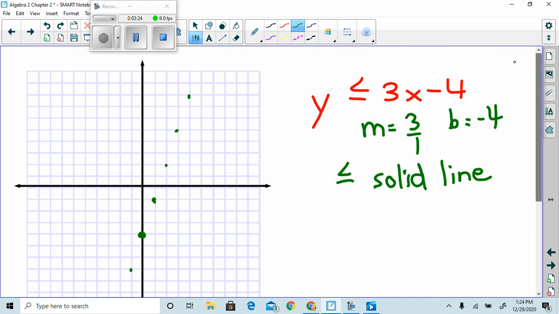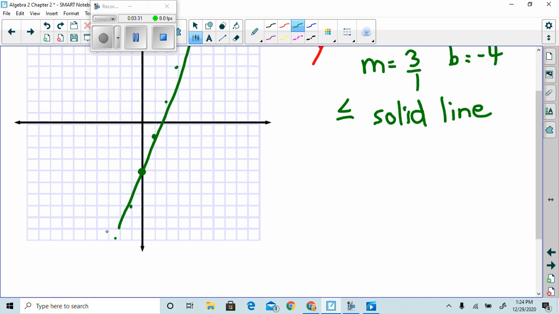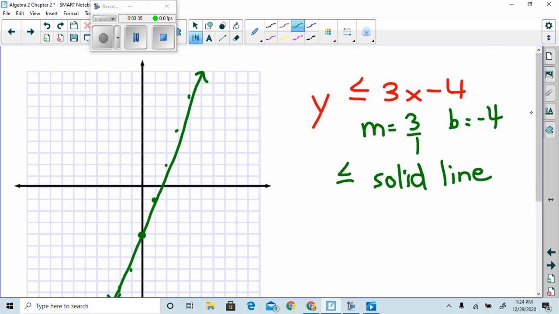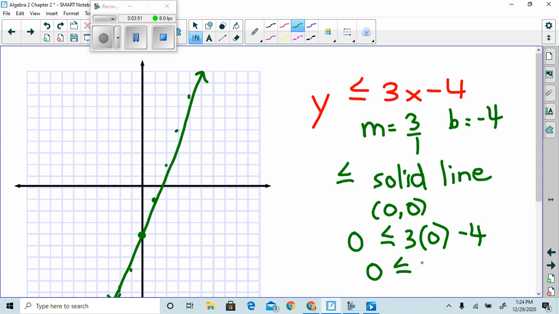Solid boundary line. So again, not necessarily my straightest line, but we should be using rulers to do this. Okay, time to test out a point. What is our best test point? 0, 0. It doesn't fall on the line, so it's a good test point. 0 is less than or equal to 3 times 0 minus 4. Is 0 less than or equal to negative 4? That's a false statement. Once again, 0 is greater than negative 4.